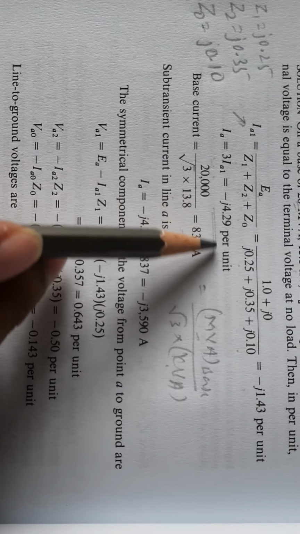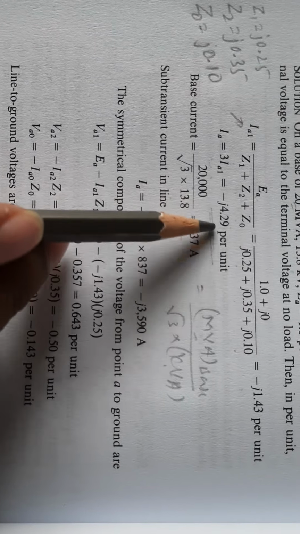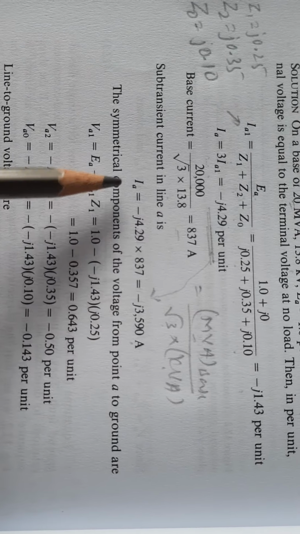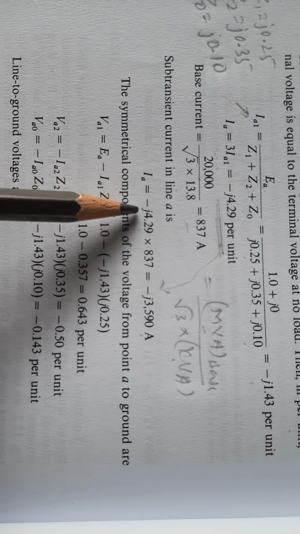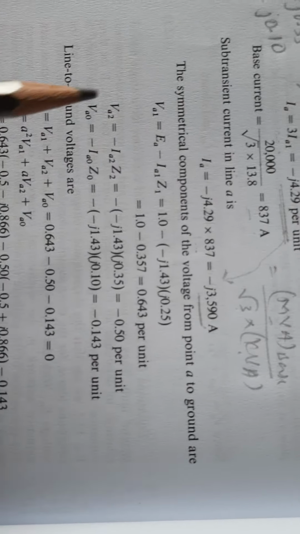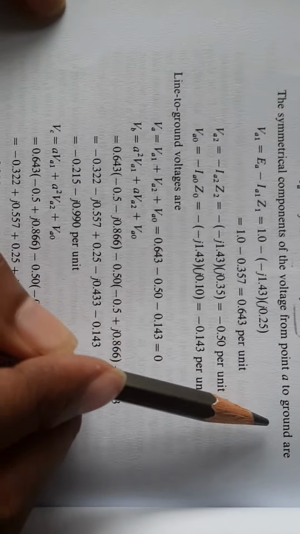Now this is in per unit, and I want to convert it into amperes. So IA, minus j4.29, multiplied by the base current, gives us the value in amperes, which is 3590 amperes. Now I will find the symmetrical components of the voltage from point A to ground.